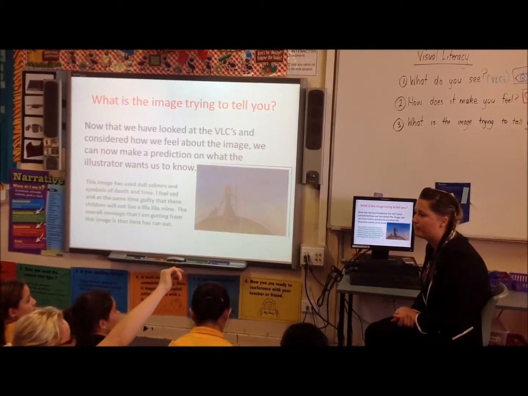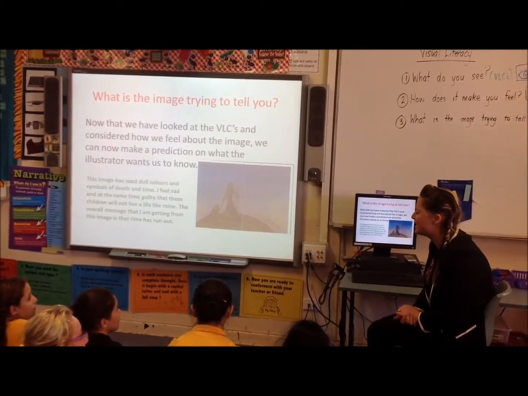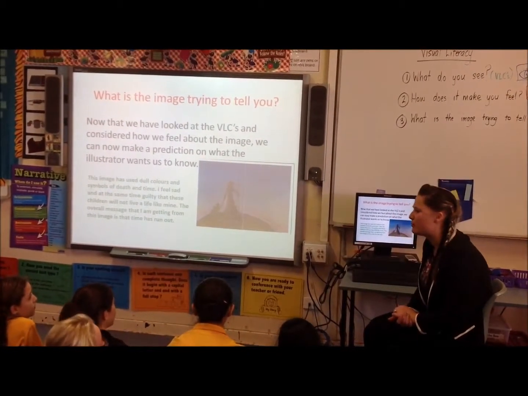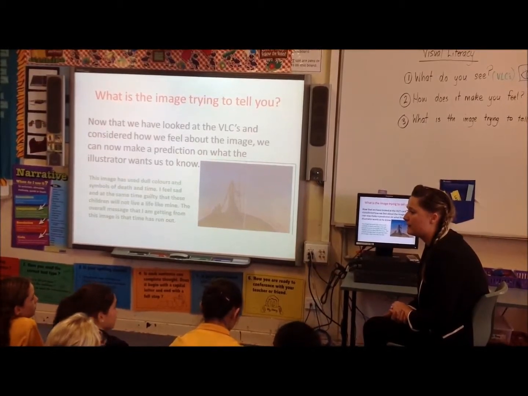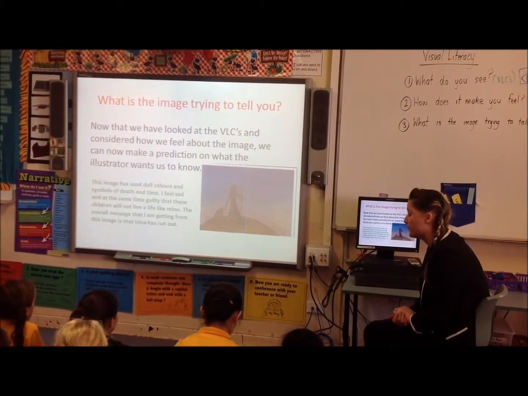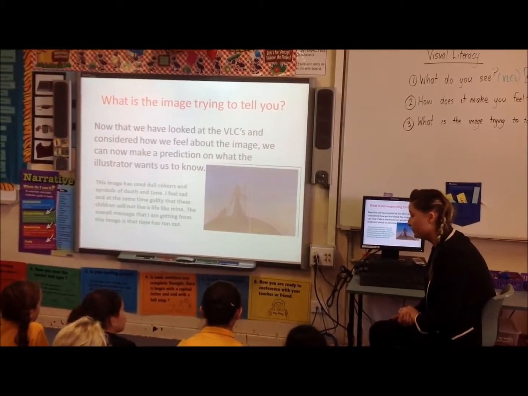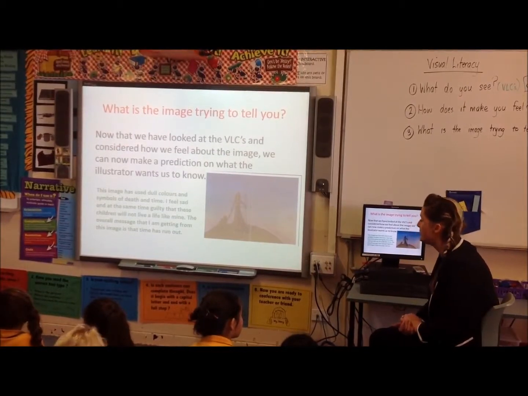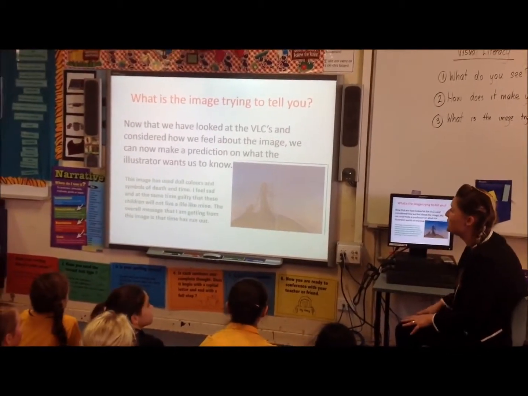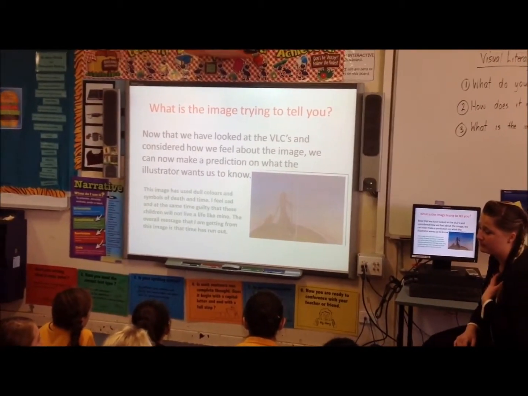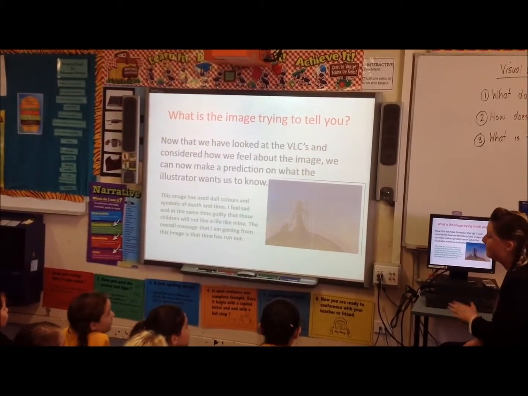Jake? The scythe. Excellent. And what does that represent? Okay, yes? Usually when the reaper is there and taking them, it usually means like death is close. Okay, fantastic. Well done. So here I feel sad and at the same time guilty that these children will not have the same life as mine. Okay, because that's not my reality.